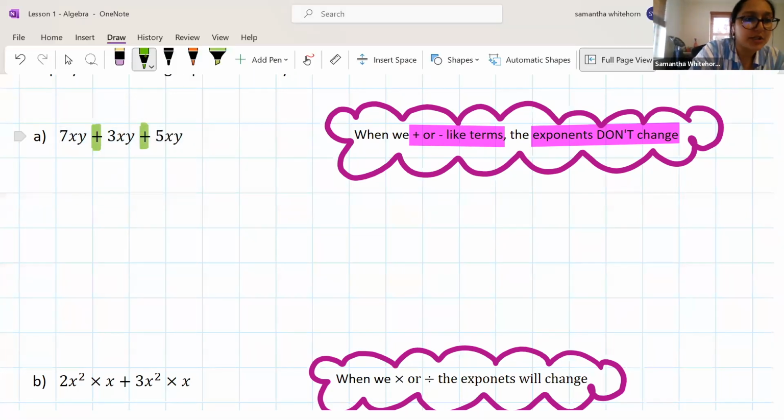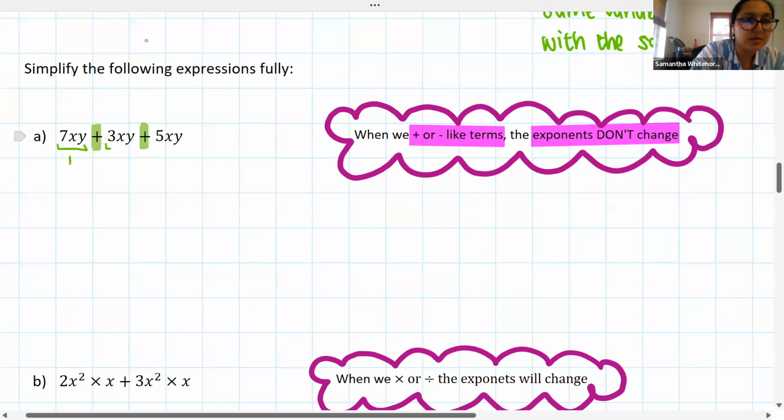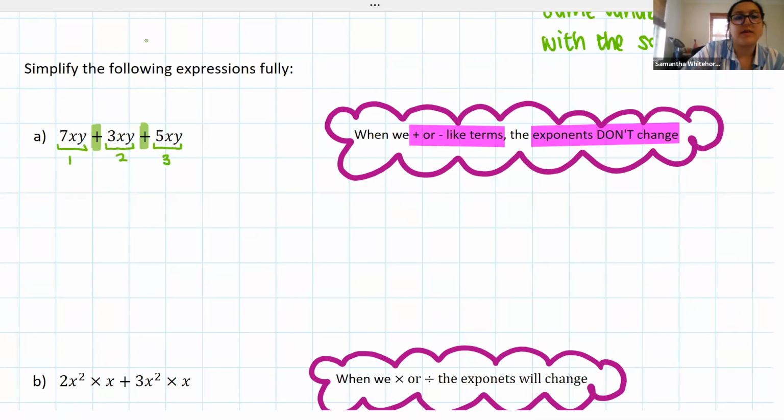And so in this expression, I have got 3 terms. The plus or minus signs separate my terms. So that's how I know I've got 3 terms. Once I know what terms I have, I check and see is there any simplification I can do of the terms. So basically what that means is, can I simplify 7xy? Can I simplify 3xy?